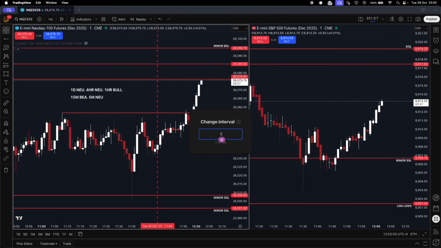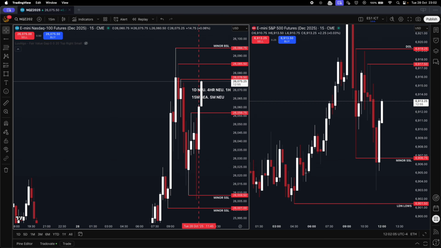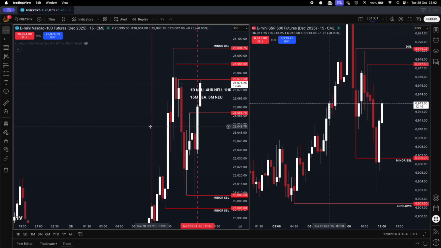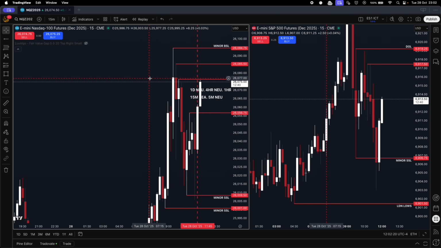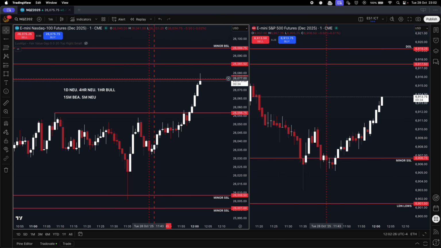Wouldn't the 15 minute be neutral now? The 15 minute would be bullish. So we inverse the bearish gap, so it's bullish to the next 15 minute high or bearish gap. Okay, so this is the 15 minute draw, it's bullish. So we have bullish 15 and bullish hourly, so we have a bullish bias.